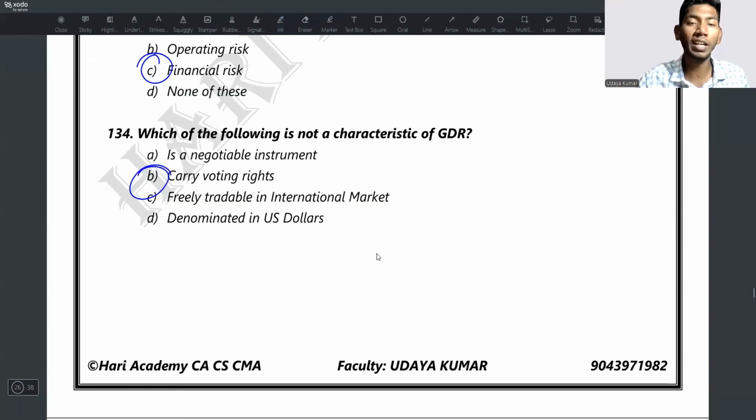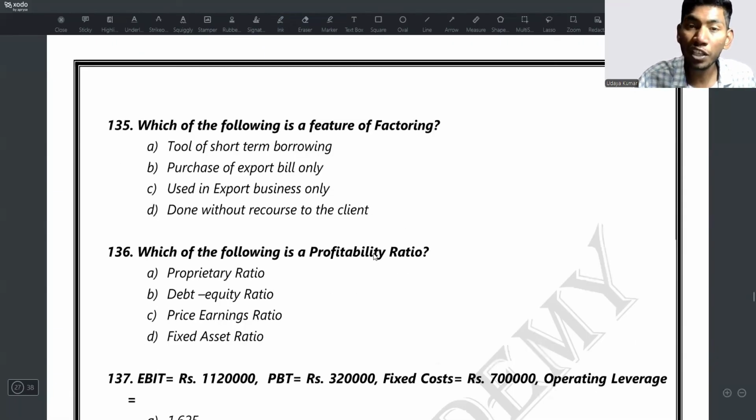Okay, moving to question number 135. Which of the following is a feature of factoring? So what is a feature? Factoring is a financial service where a business sells its receivables to a third party.